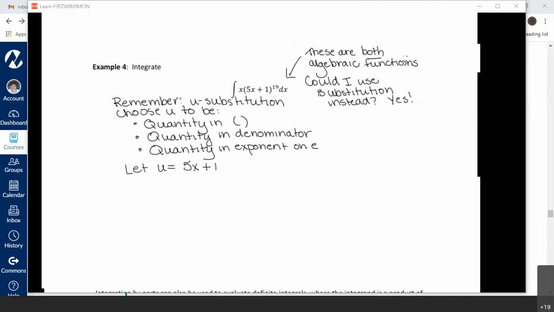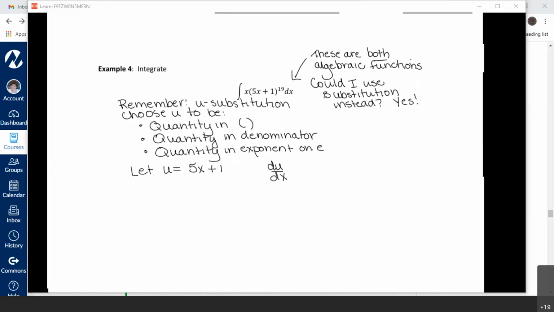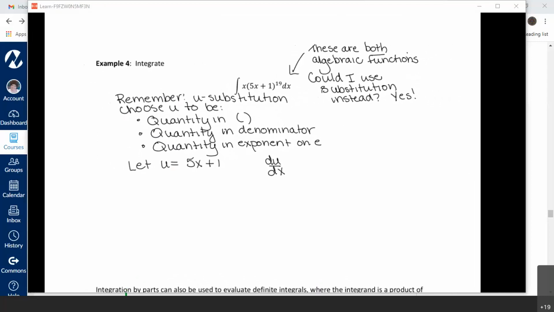Let u be 5x plus 1. I'm going to do my usual du over dx. Now I'm never going to get an x out of this, but I'm trying to match just the dx. So du over dx is 5, right? The derivative of u with respect to x is just the 5. Now I'm going to try to get dx alone.